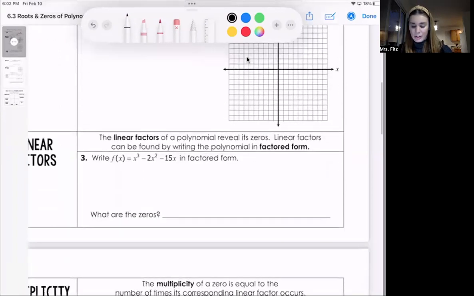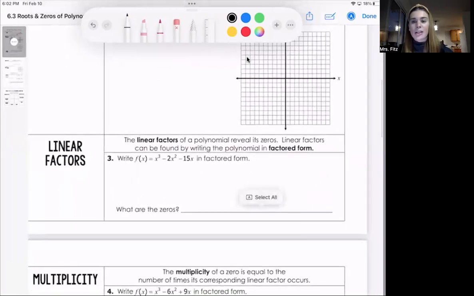Okay, let's take a look at this next bit. So we're going to talk about linear factors. So factoring, it's not going away anytime soon. The linear factors of a polynomial reveal its zeros. Linear factors can be found by writing the polynomial in factored form. So we always, when we're factoring, start by looking for a GCF.